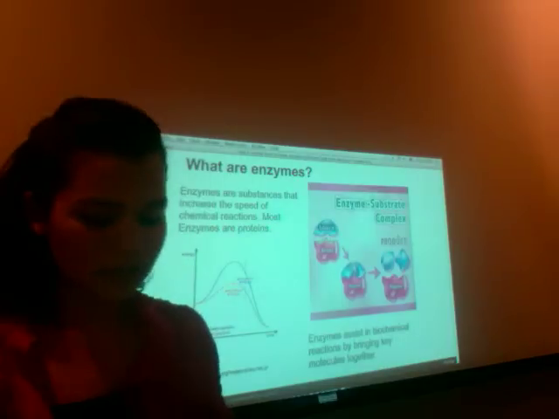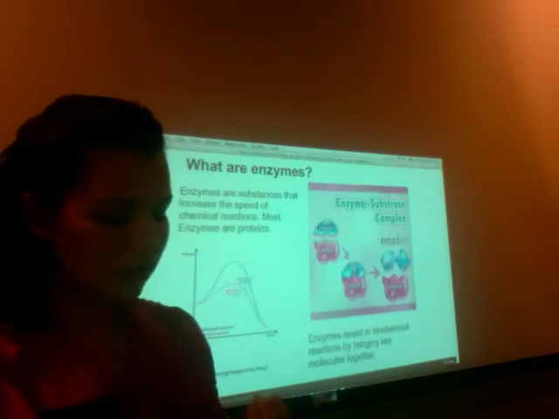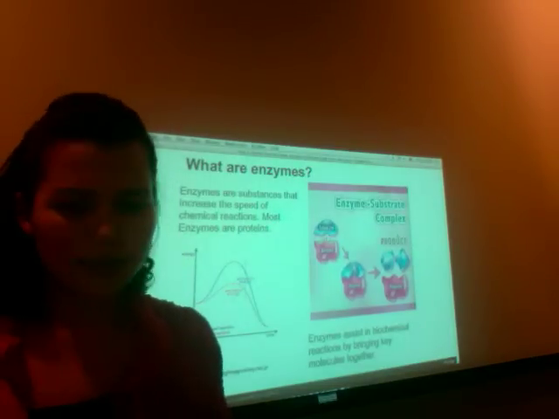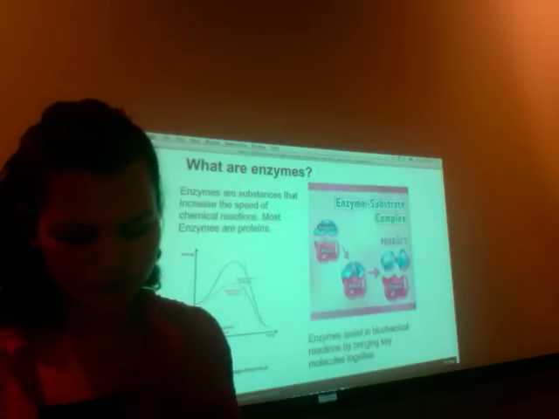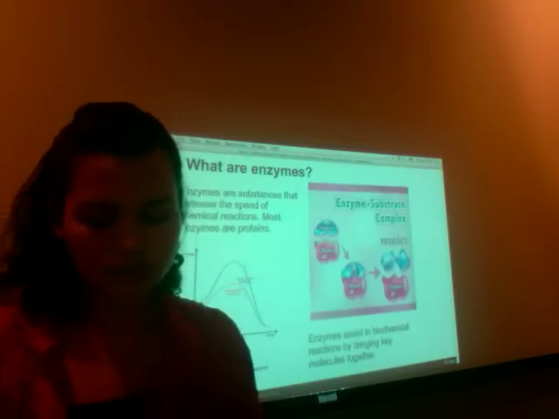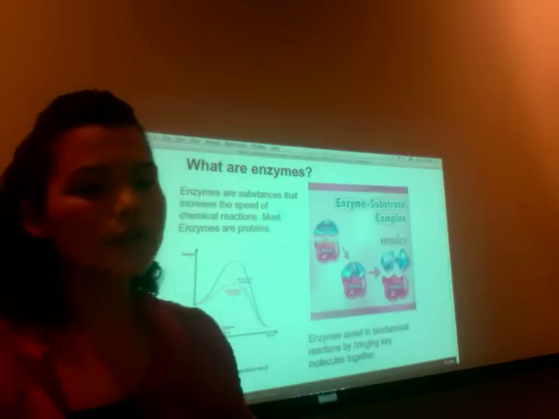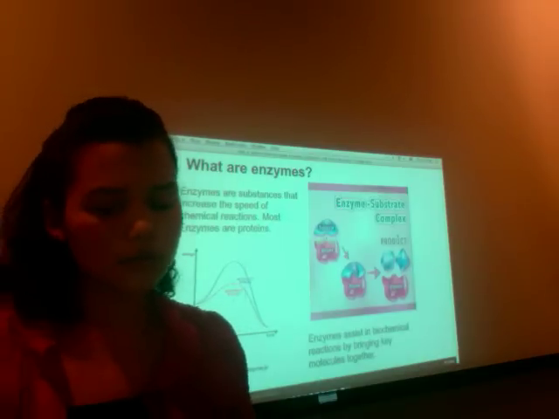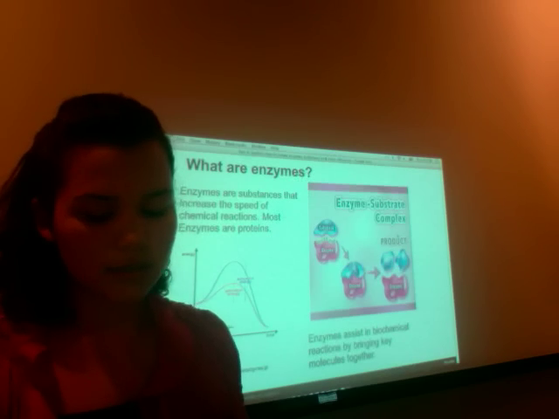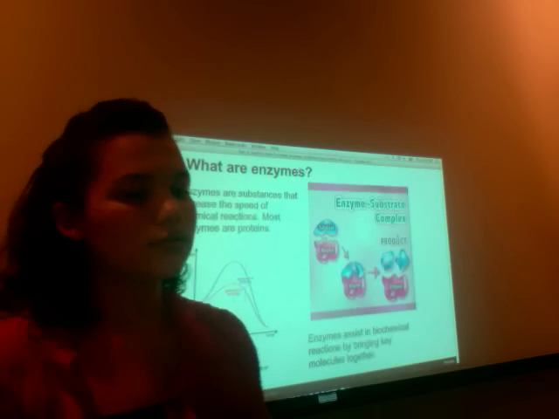So, what are enzymes? Enzymes are catalysts that reduce the activation energy of a chemical reaction. Most are proteins. We all have enzymes in our bodies. As we have been discussing, we are trying to isolate cellulases, enzymes that can degrade cellulose.